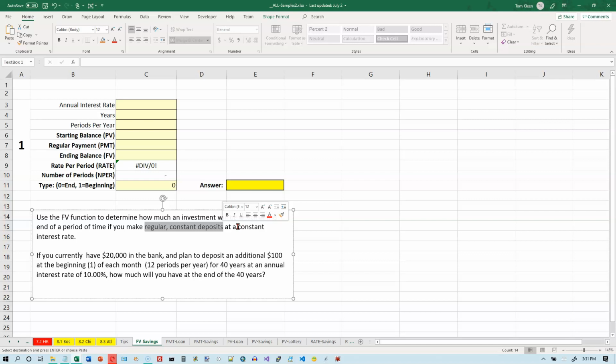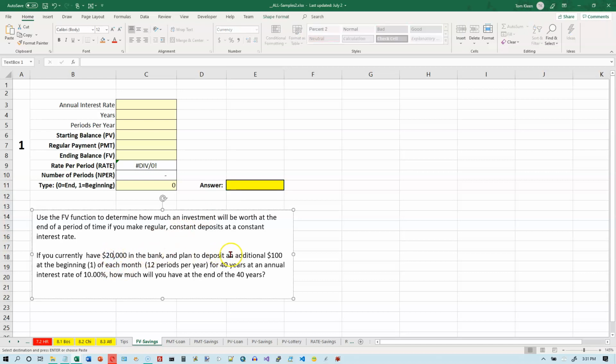So let's take a look at an example here. I've got a template laid out here. And what we need to do is, in the yellow boxes here, fill in the appropriate numbers. Then we're going to put the future value function over here, and we're going to figure out what the answer is there.